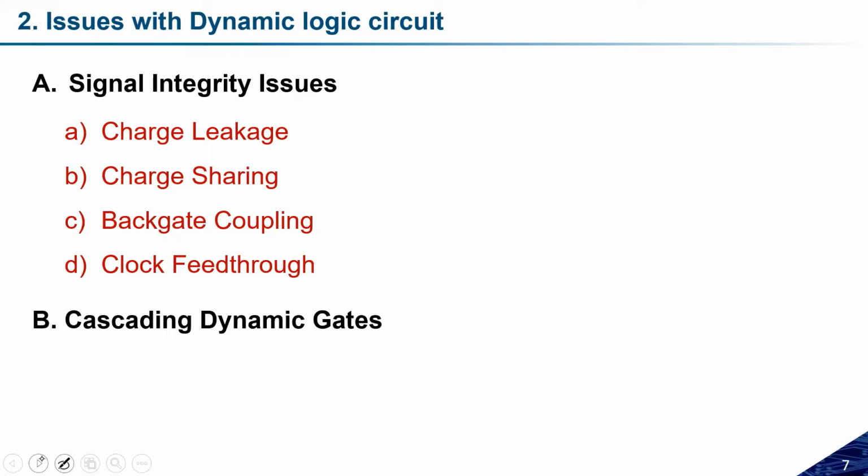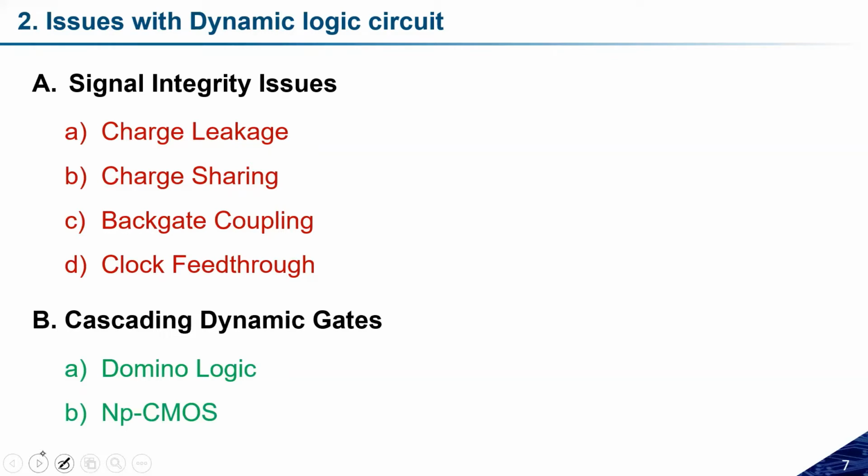Also there will be some cascading problems. So what is that cascading problem we'll talk about, and how to overcome that problem I will also tell you. To overcome that problem, we can have two different arrangements. The first one is the domino logic, and the second one is the NP-CMOS logic. Okay, what is this domino logic?